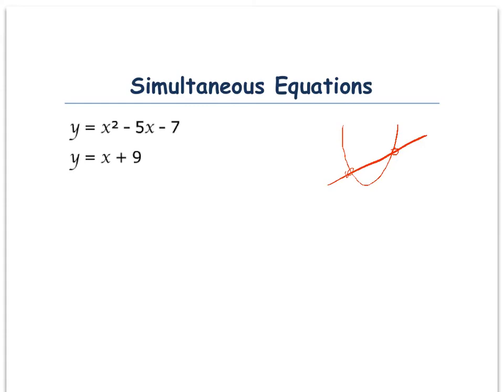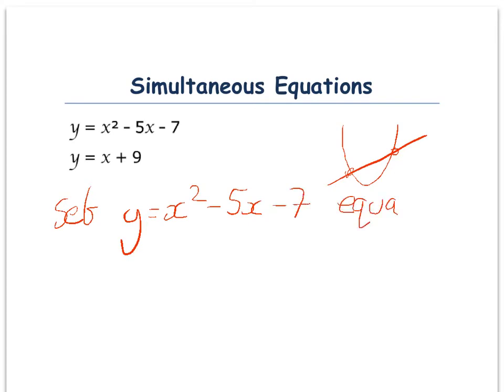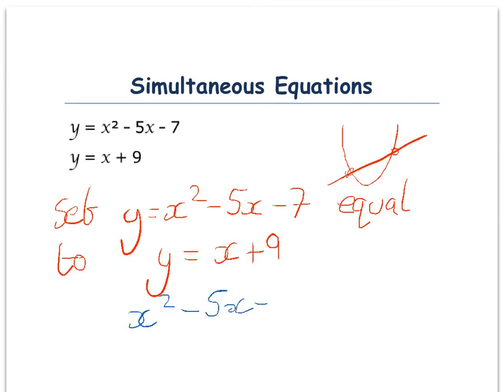So, first of all, to do this, we're going to set y equals x squared minus 5x minus 7 equal to y equals x plus 9. So that's our first step. If we do that, we'll have x squared minus 5x minus 7 equal to x plus 9.